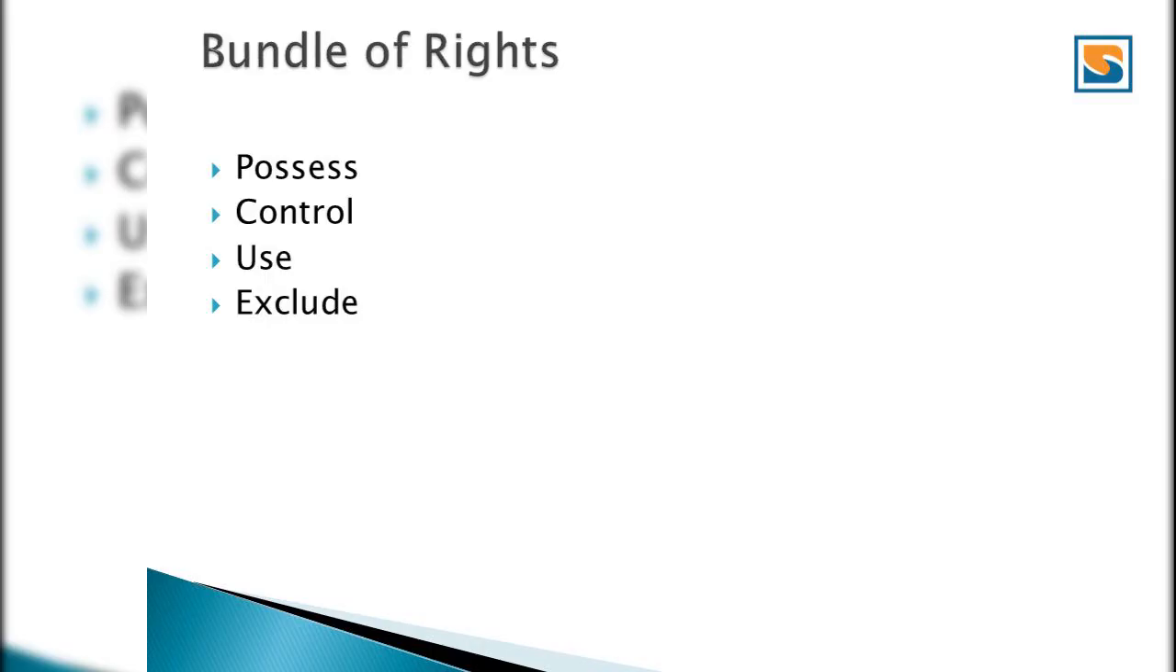Property is a bundle of rights. These rights include the right to possess, control, use, and exclude others. These rights can be separated or held together.